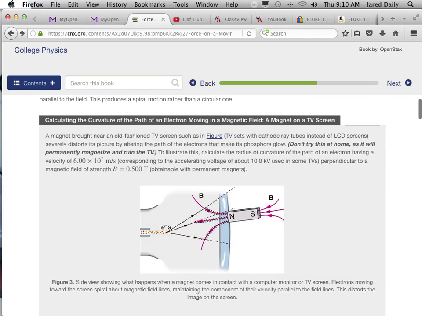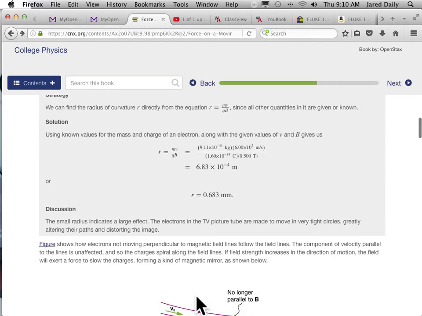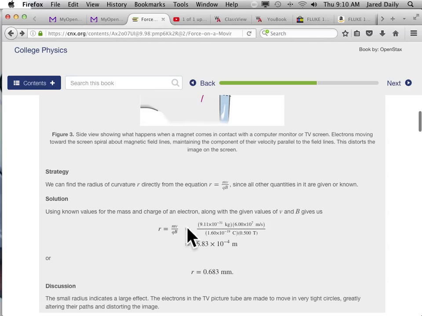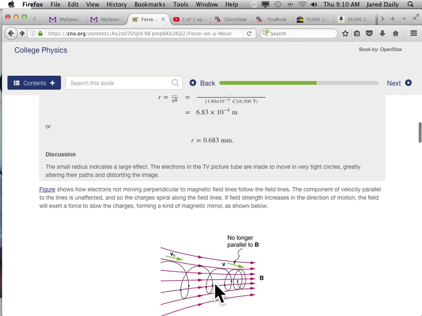But if that magnetic field is big enough for it to complete that circle, it'll go into that circular path, and you can use this equation: mass of the particle times the velocity of the particle divided by the charge of the particle times the magnetic field strength. And that'll tell you the radius of the curvature of that particle.